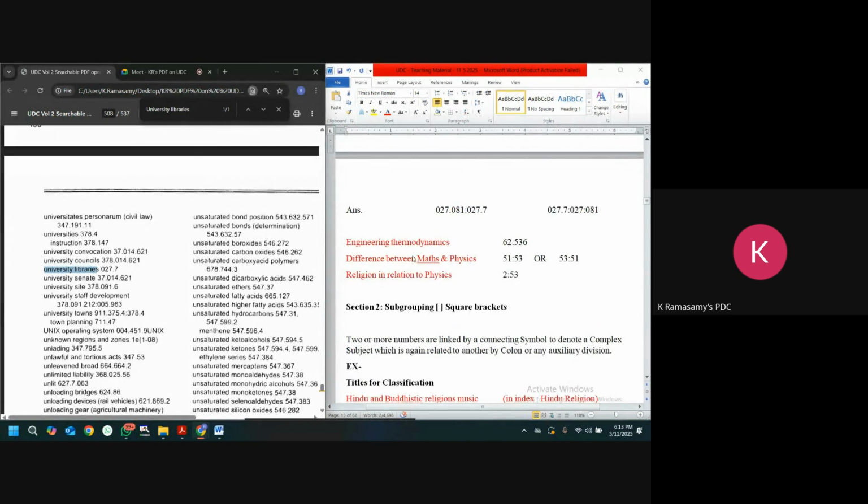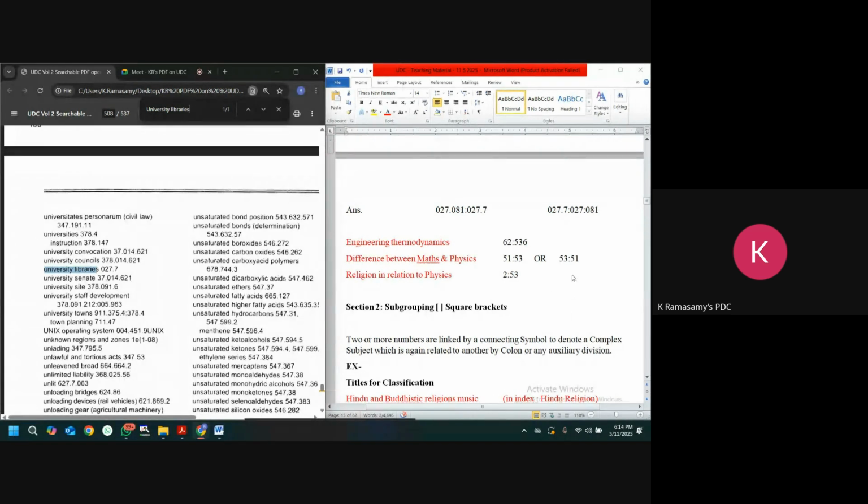For example, difference between mathematics and physics. The number for mathematics is 51, and for physics is 53. You can write 51 colon 53 or 53 colon 51. In colon classification, you can tell what kind of relationship exists between two components. But in UDC, you cannot mention the type of relation; you can only show that some relation is being studied between these two subjects. Colon is the sign for denoting the relationship between two subjects, and whenever you use a colon, you have the liberty to interchange the subjects.